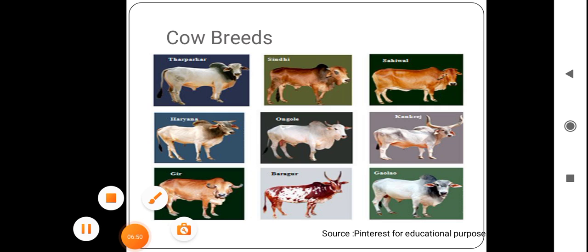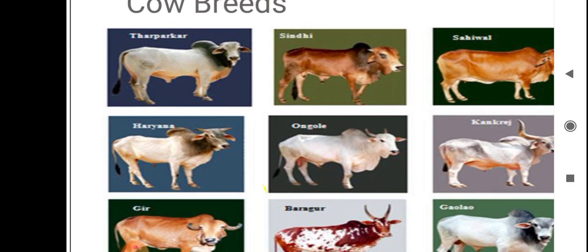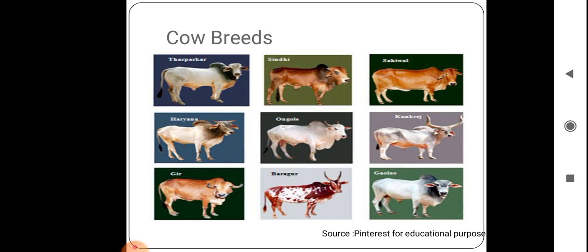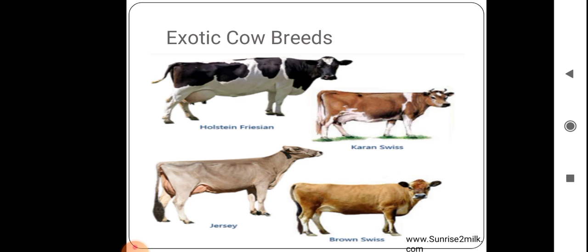So here are some photos of the cow breeds. Tharparkar, you can see Tharparkar, Sindhi, Sahiwal, Haryana, Ongole, Kankraj, Gir, Baragur, and Galau. These are exotic cow breeds: Holstein Friesian, Jersey, Curran Swiss, and Brown Swiss.